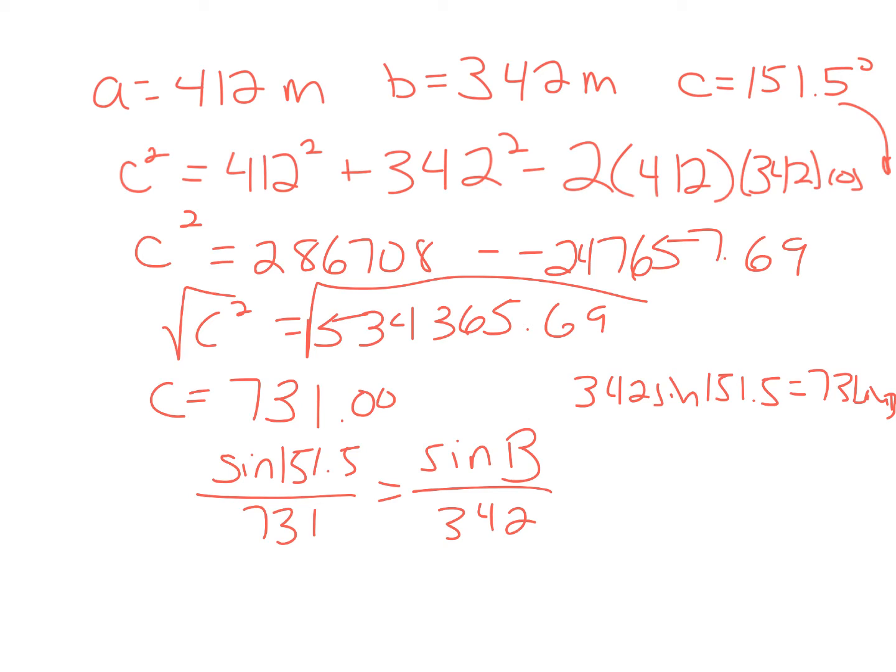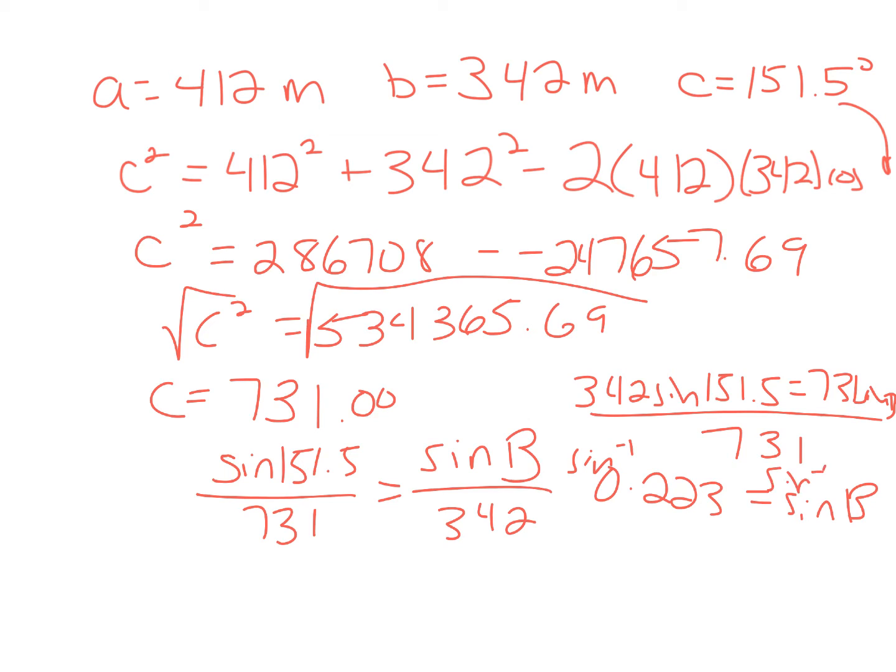Take care of that, and then also divide by 731 and you'll get 0.223 approximately equals sine capital B. Inverse sine both sides, and you'll get B is equal to 12.90 degrees.